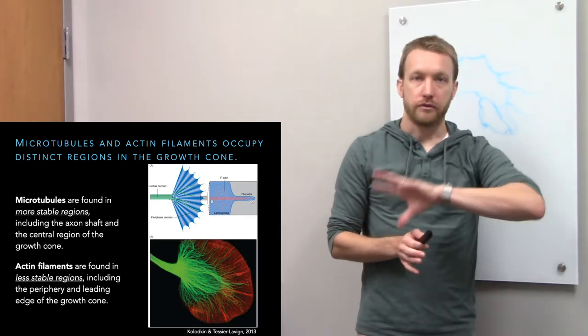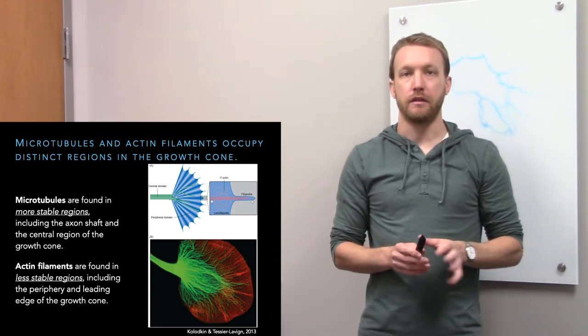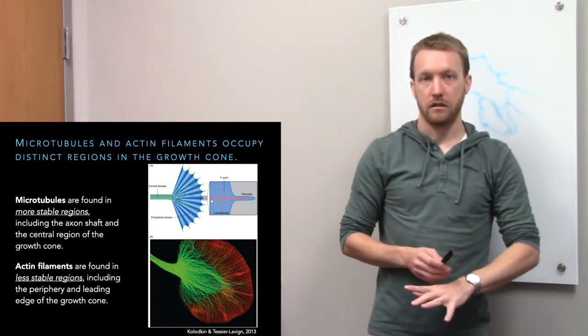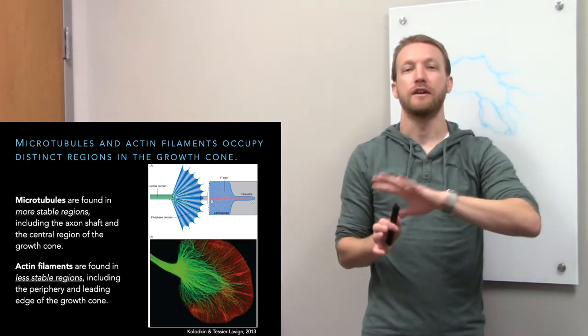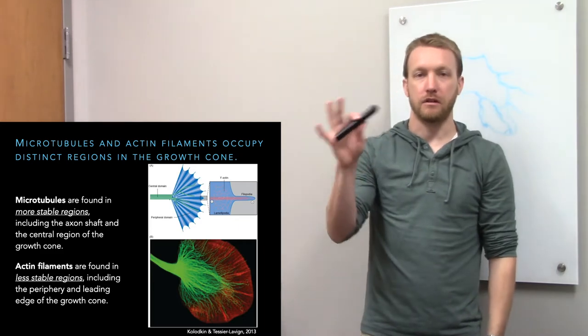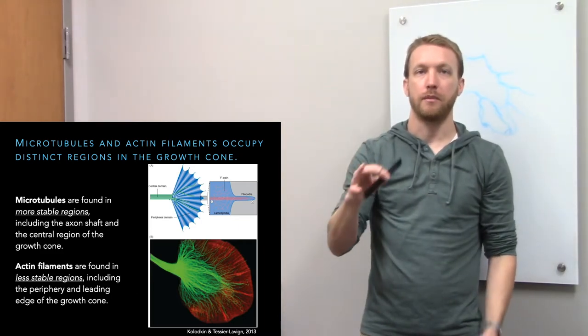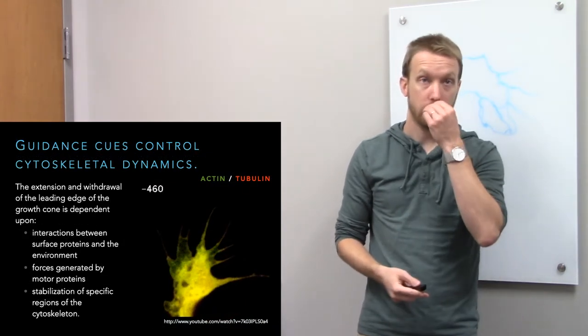The actin at the periphery, you see that big old lamellipodia there, so it's putting out the fan, trying to search for guidance cues. The actin filaments are less stable, they're a lot more dynamic, and they're going to go on the hunt. So let's have a look at a growth cone here.